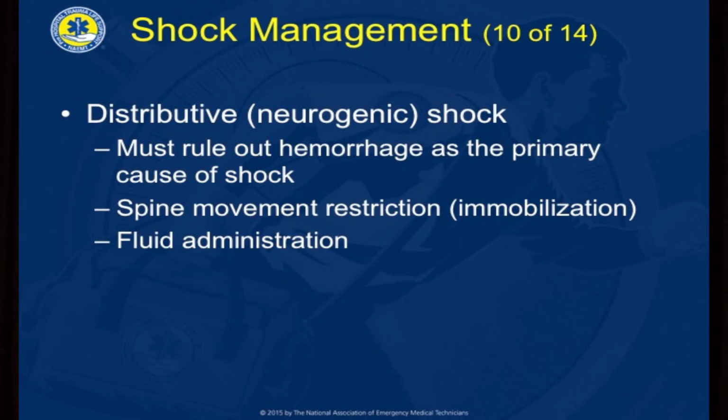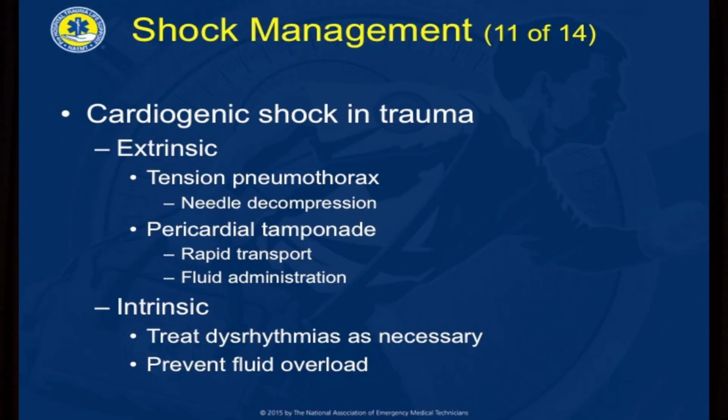For the distributive shock, again, make sure there's no hemorrhage. Always look for hemorrhage first. Spinal motion restriction because of the probable spinal cord injury, and fluid administration. We want to try to add to those pipes to fill them up a little bit to give us some better pressure. As far as the cardiogenic shock goes, for the tension pneumothorax, decompress that.